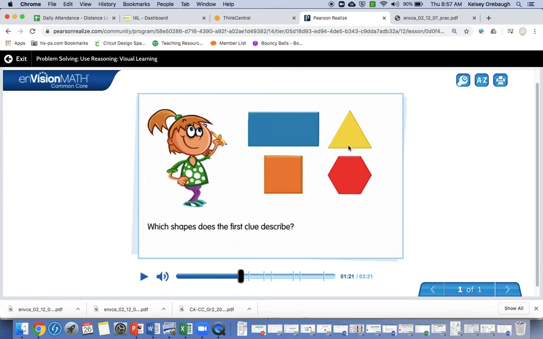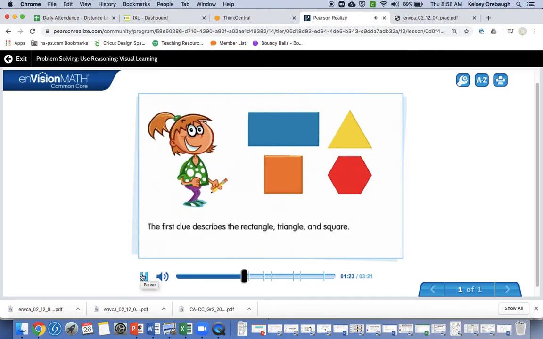Triangle, 1, 2, 3 sides. Should we cross it out? No, that's fewer than 6 sides. And a square, 1, 2, 3, 4. We're not going to cross that out. That has fewer than 6 sides. Let's look at our hexagon. 1, 2, 3, 4, 5, 6. 6 sides. Our clue said our shape has fewer than 6 sides. Less than. This shape has exactly 6 sides. Should we cross this shape off? Yes, it does not have fewer than 6 sides. It has exactly 6 sides.